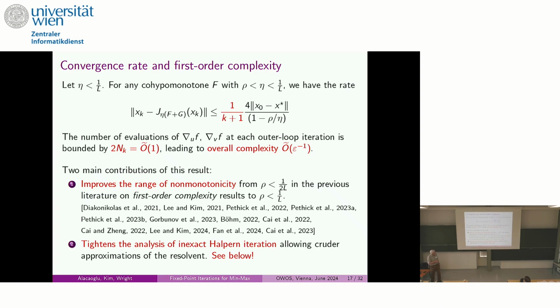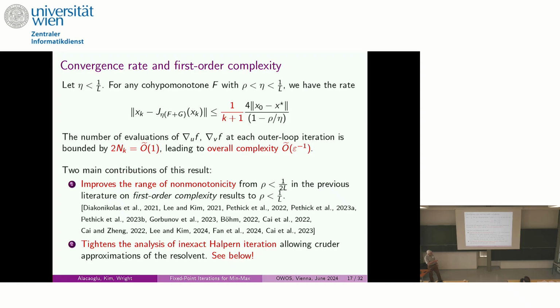So we've actually got a little bit of a contribution here. There's been quite a lot of literature on this cohypomonotone problem, but interestingly, all of it, including all the papers we cite here, as far as we can tell, require the rho to be less than 1 over 2L. Remember, L is a Lipschitz constant for the F. So they've got this bound on rho. You can't be more than that much non-convex. We're able to extend that to 1 over L. So we're able to tolerate a little bit more non-convexity. Okay, so that's one thing that we do.